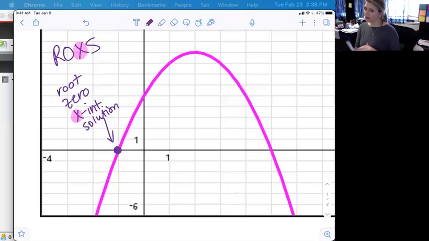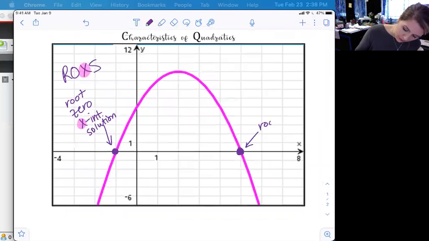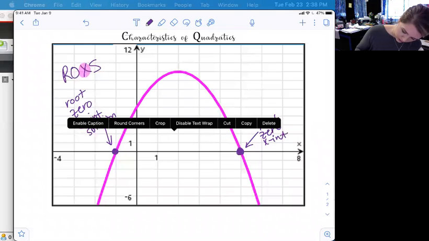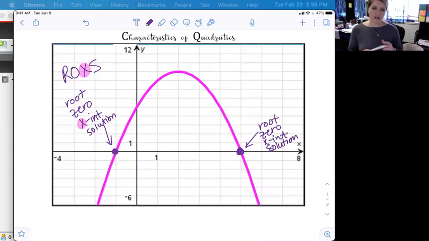Now, do I have another solution? Is there another solution? Yes, there is. So coming over here on the other side, this one is my second solution, also known as my rocks. Now, I would like you to go ahead and write all 4 words right now. The reason why is because it helps retention and helps you remember that these are called our roots and our solutions. Our x-intercepts are 0. That is one attribute that you're going to need to know for our quadratic functions.